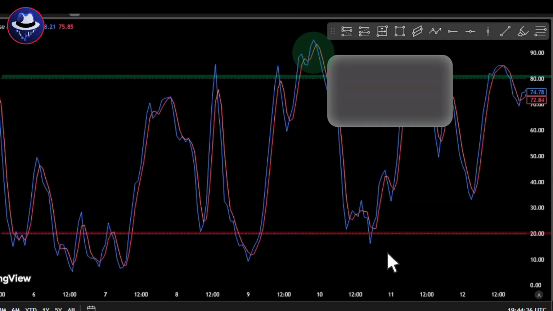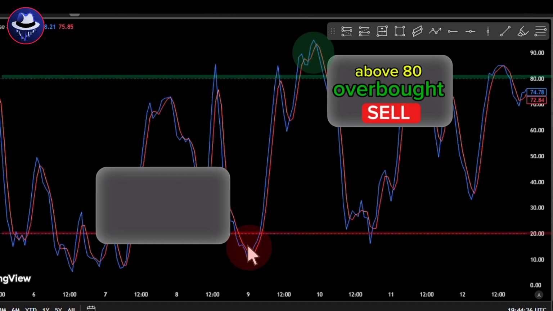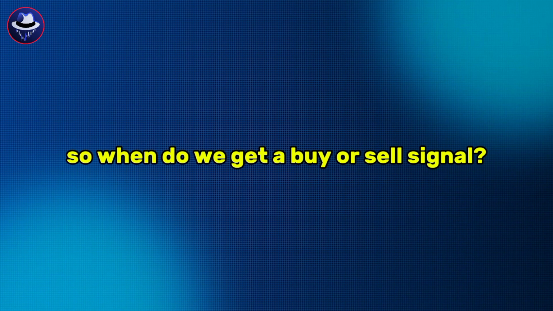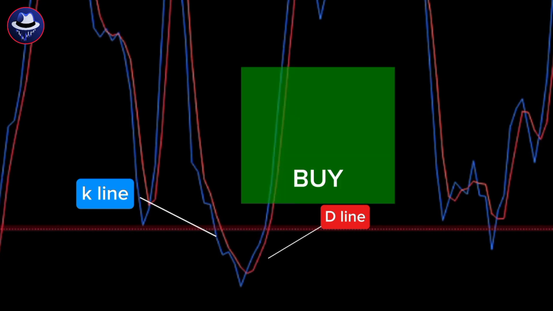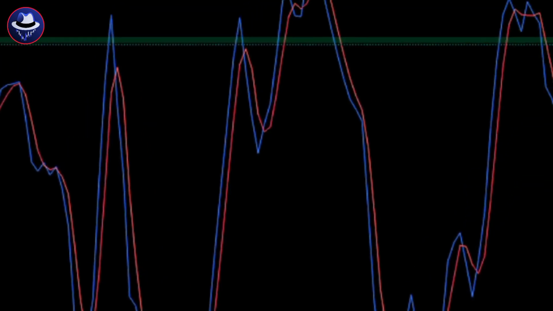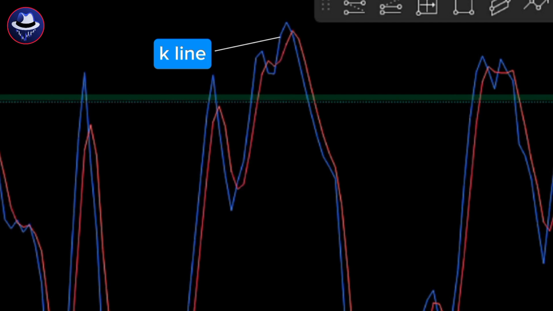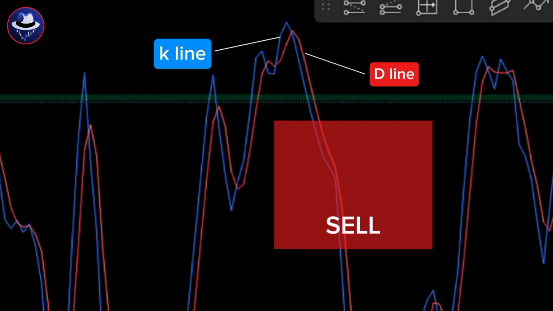When the stochastic is above 80, the market is overbought, so opening a sell trade can be profitable. When it's below 20, the market is oversold, so opening a buy trade can be profitable. So, when do we get a buy or sell signal? Whenever the %K line crosses above the %D line from below, we have a buy signal. Whenever the %K line crosses below the %D line from above, we have a sell signal. Let's now look at this indicator on the chart.